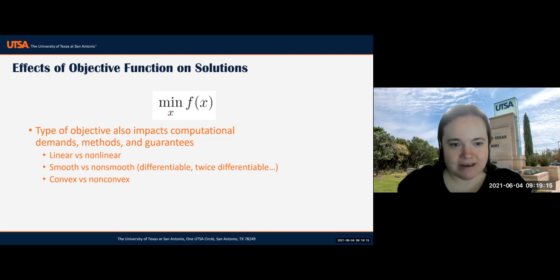Those are straightforward ways that the objective function shapes what kind of solution we're looking for. The type of objective function also impacts computational methods, demands, and the guarantees. So there is, obviously, on the computational side, you could have a much more difficult to compute objective function. So a neural network, for example, to compute its output function, you have to run it through the whole network. So that can be a pretty high dimensional computation. Other ways that this can impact it is that you could have a linear objective function or a nonlinear objective function. This actually makes for really different algorithms that can be available to you.